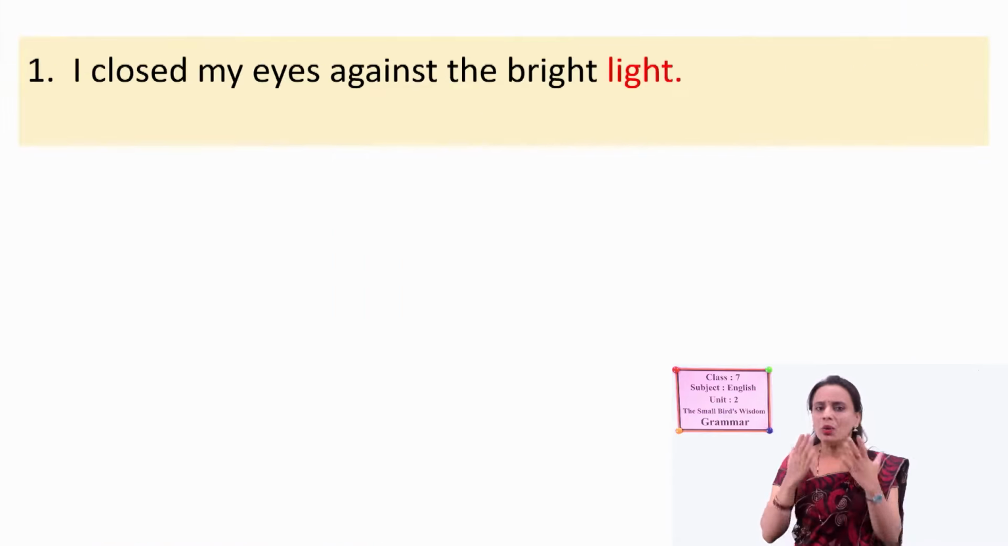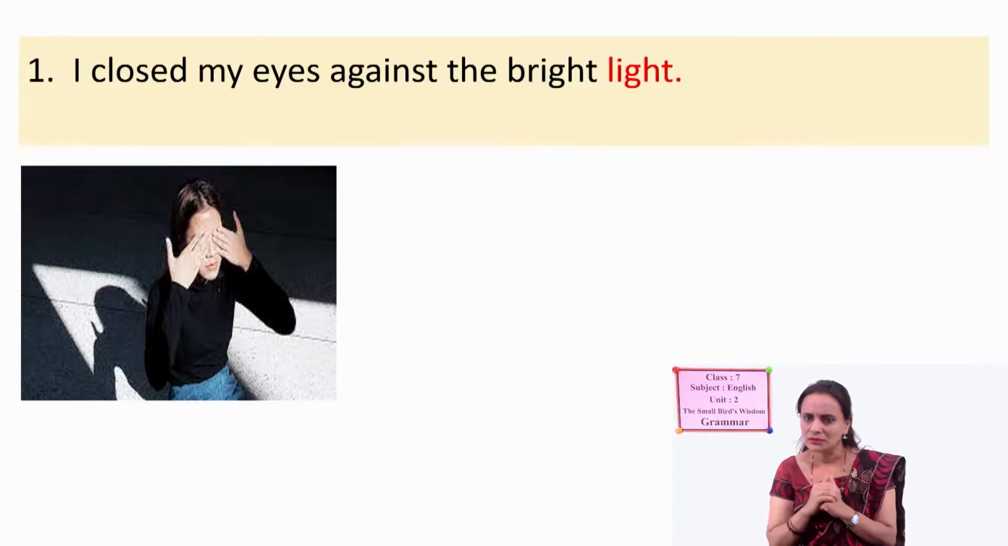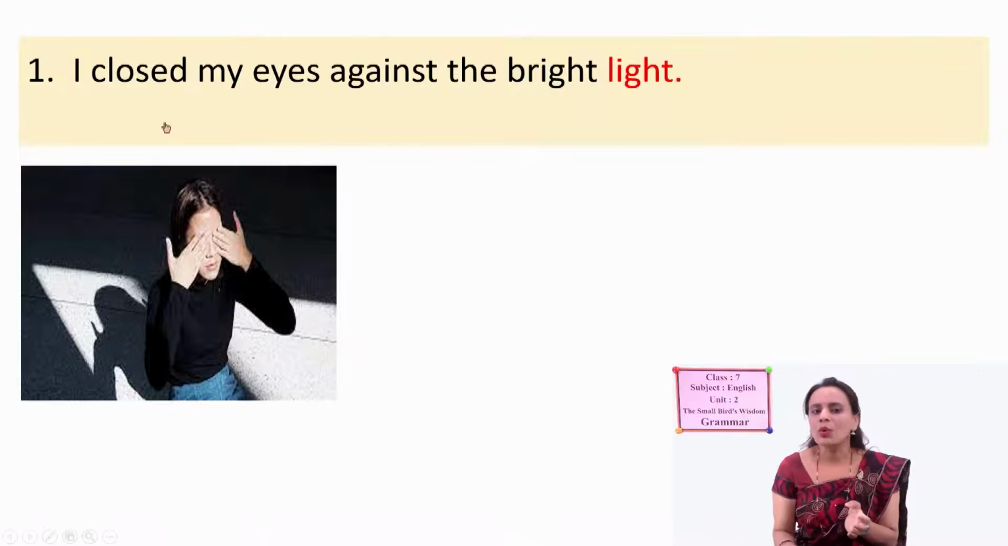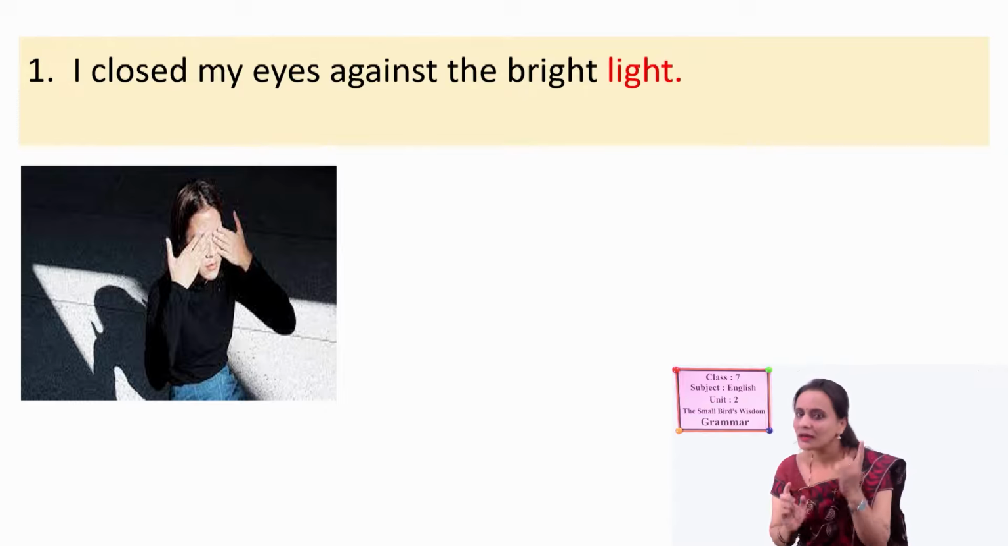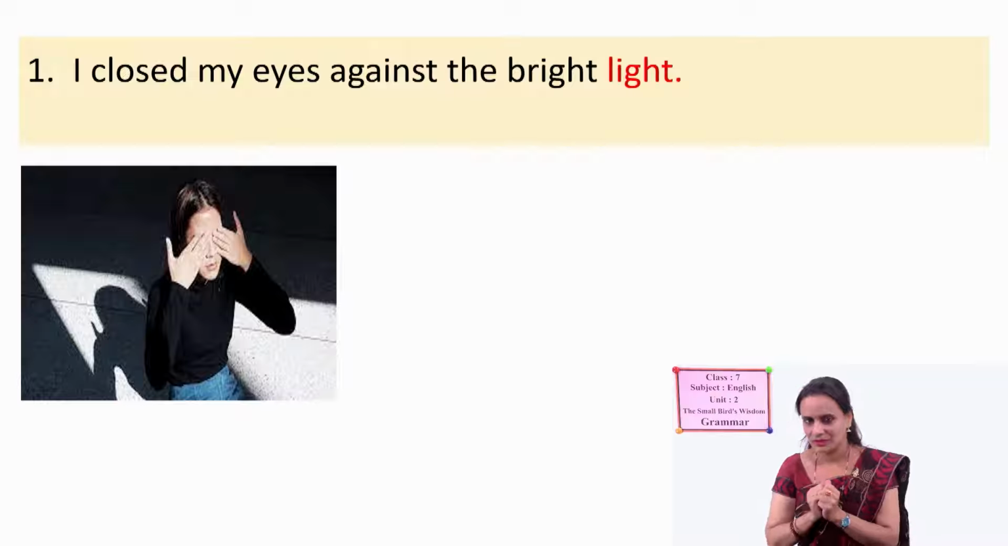Now see, I closed my eyes against the bright light. You can see here the girl is closing her eyes against the bright light. Okay, bright light. Can you count this bright light? Can you tell how many lights like that? No. So, in I closed my eyes against the bright light, light is an uncountable noun because we cannot count it. Very good.